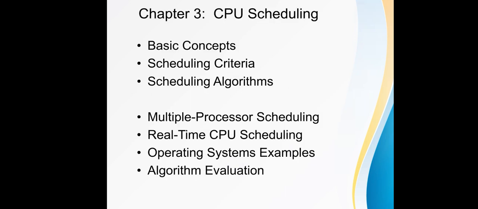Welcome back. Today we are talking about CPU scheduling. First of all, we see what CPU scheduling is. CPU scheduling refers to the basic concepts, scheduling criteria, scheduling algorithms, multi-process scheduling, real-time CPU scheduling, operating system examples, and algorithm evaluation.